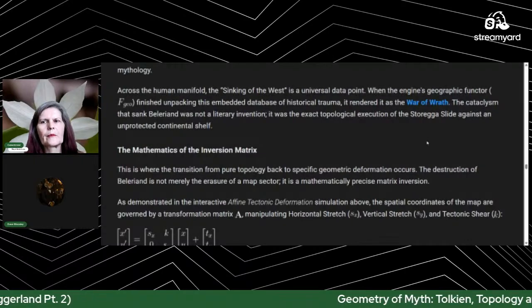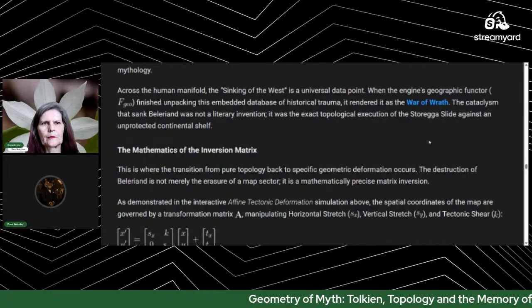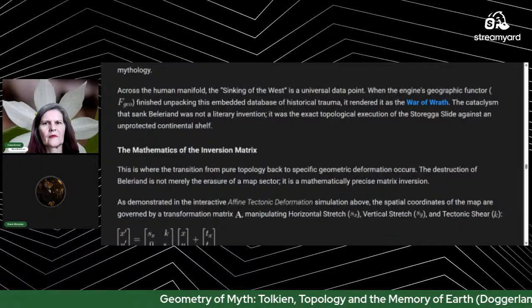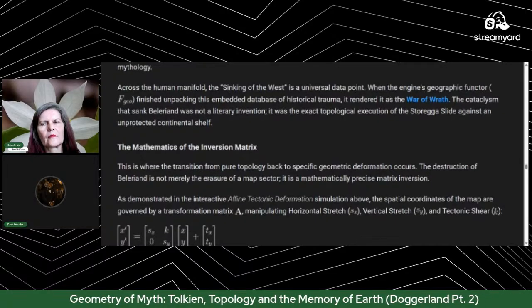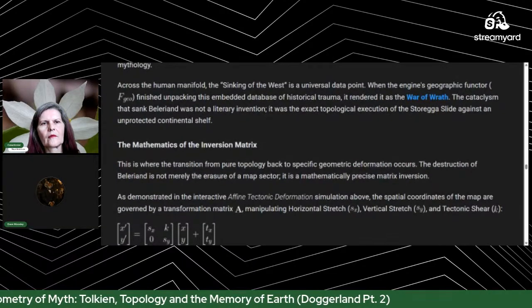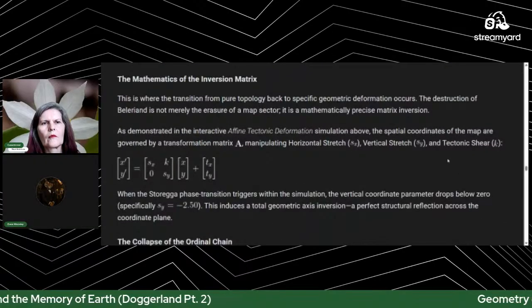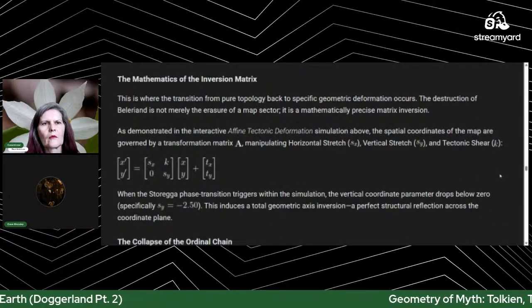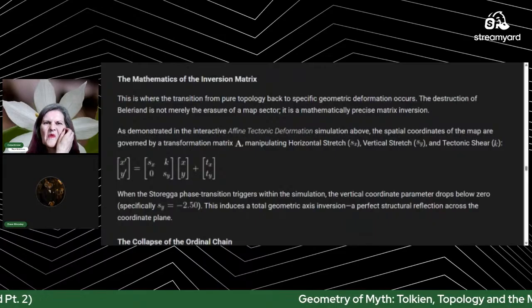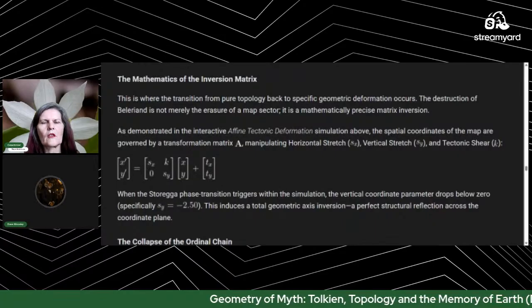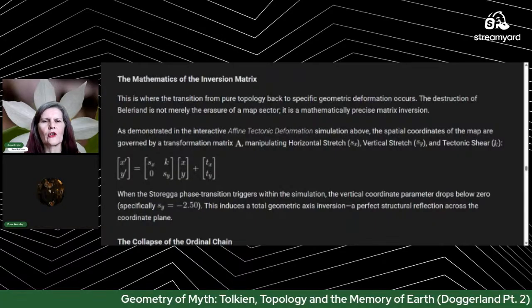The cataclysm that sank Beleriand was not a literary invention; it was the topological execution of the Storegga slide against an unprotected continental shelf. And then the mathematics of the inversion matrix. This goes into matrix math and differentiation here, which I'm not really going to go into in great detail. This is for the super math nerds.